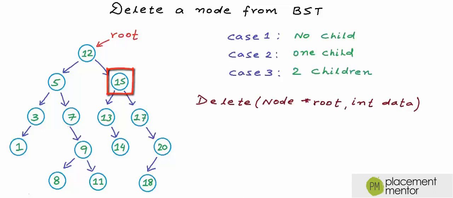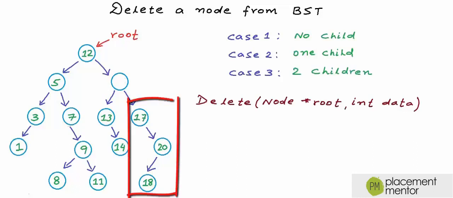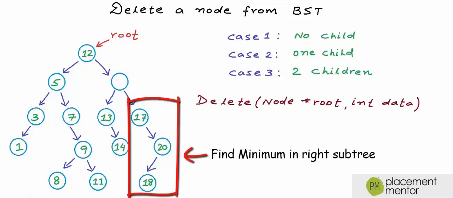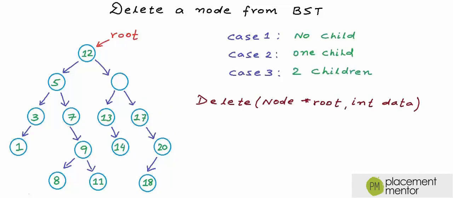What I'm going to do now is something with which I can reduce case 3 to either case 1 or case 2. I'll wipe off 15 from this node and I'll fill in some other value in this node. Of course, I can't fill in any random value. What I'll do is I'll look for the minimum in right subtree of this node and I'll fill in that value here. Minimum in right subtree of this node is 17. So I have filled 17 here.